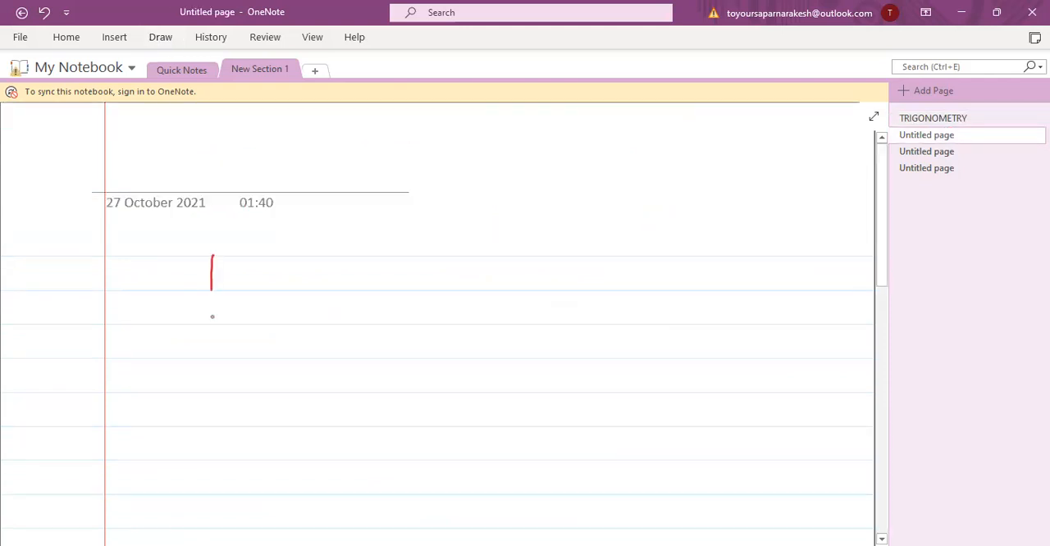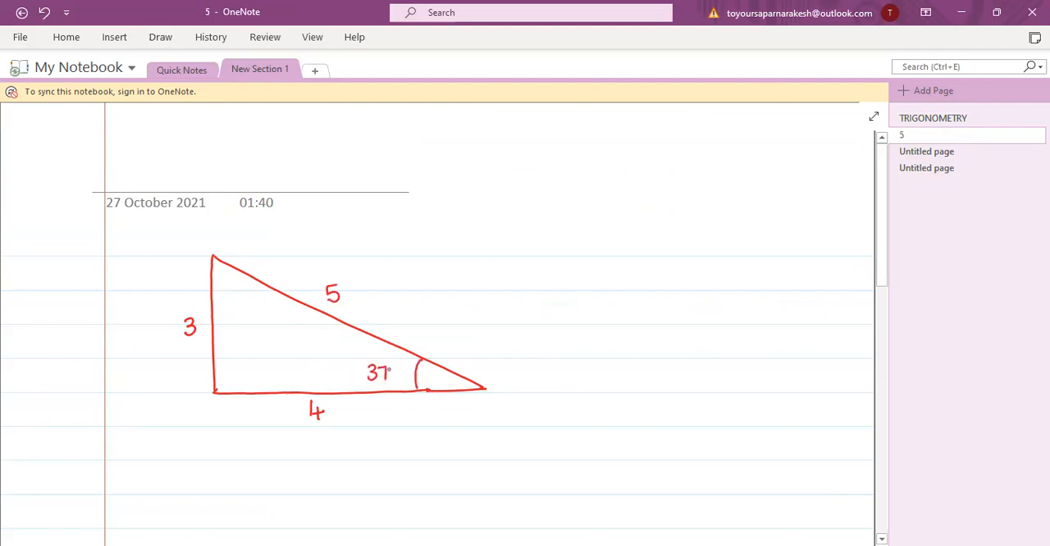So for example, we have a right angle triangle. Here, this length, let it be 3. This length, let it be 4. Now, what is the hypotenuse according to Pythagoras theorem? The length of the hypotenuse according to Pythagoras theorem, we get 5. So this angle is equal to 37 degrees.